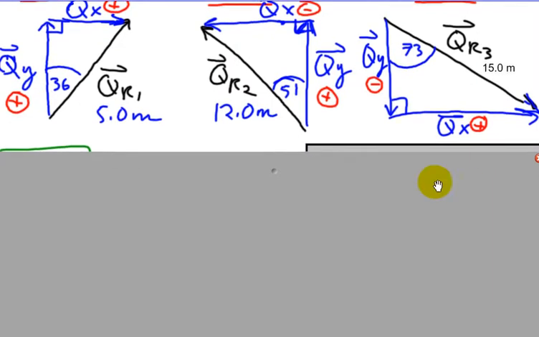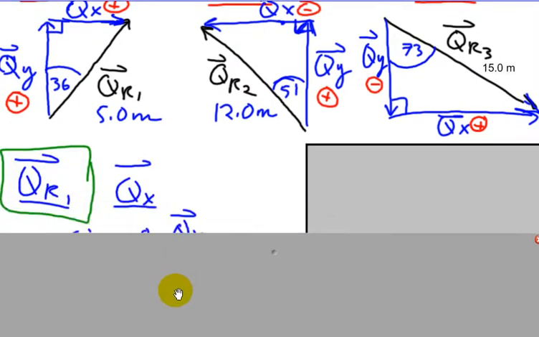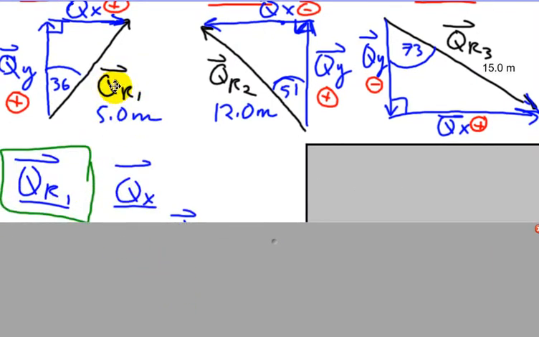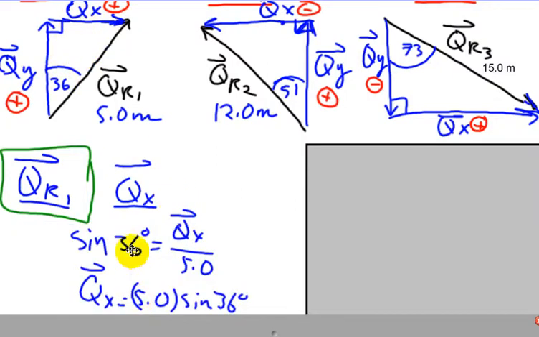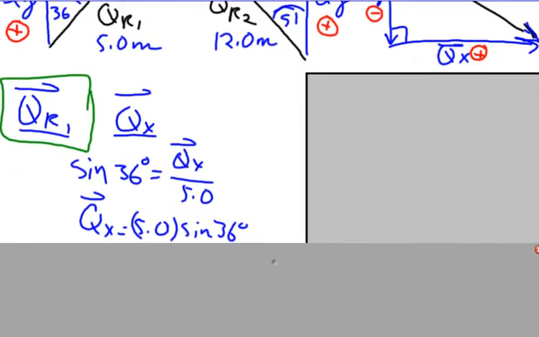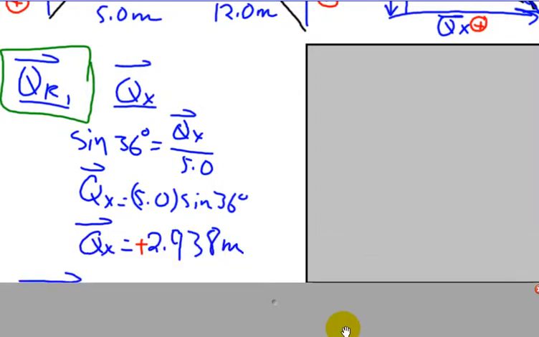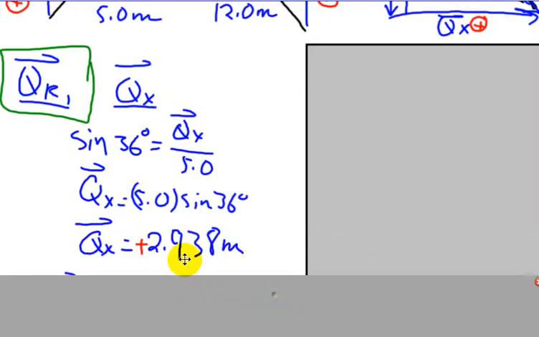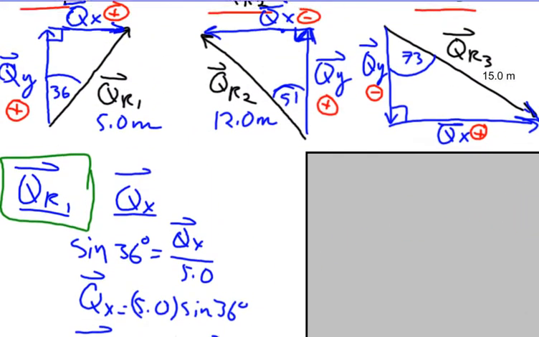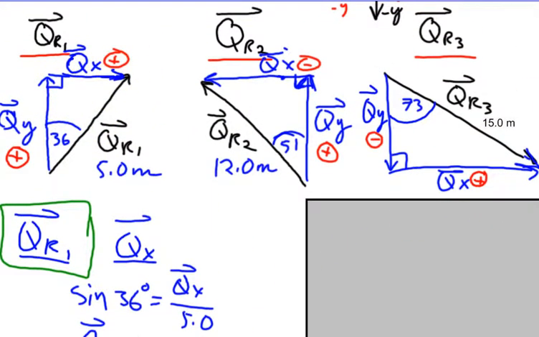And then from there it's just a matter of what we did in the previous assignment, looking at our first vector, breaking it down into a vertical and horizontal component. If I'm looking for x, that's the opposite side, so I'm using the sine function. So sine of 36 equals Qx over 5. Solving for that, we get 2.938 meters. I didn't do any rounding off yet. And I put a positive sign in front of it because it's a positive vector.